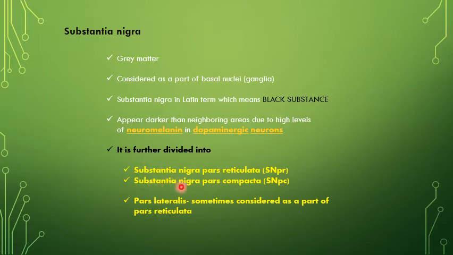Sometimes another part is considered to be the pars reticulata. It was the pars lateralis. So the substantia nigra is divided into three. One is the substantia nigra pars reticulata, the second one is the substantia nigra pars compacta, and the third one is the substantia nigra pars lateralis, which is sometimes considered as a part of pars reticulata.